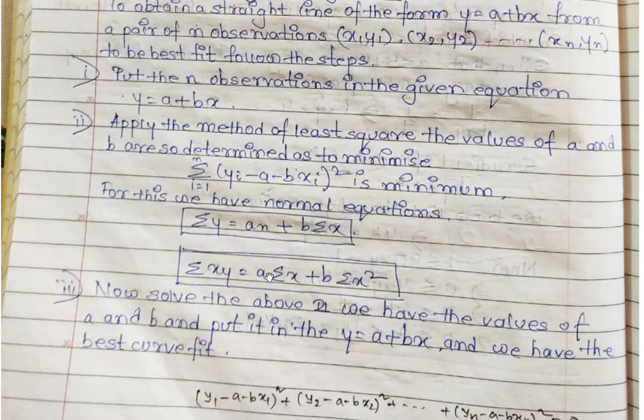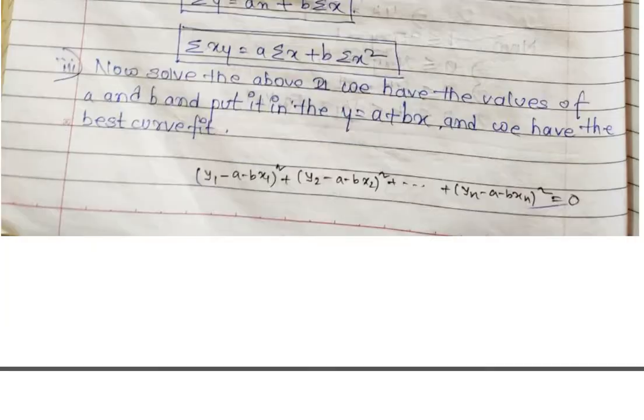Now these two equations are known as the normal equations. Simply we have to find the values of a and b, and after finding the values of a and b, we put the values in the equation y equals a plus bx, and that will be the best fit. So let us try to understand this with a problem.